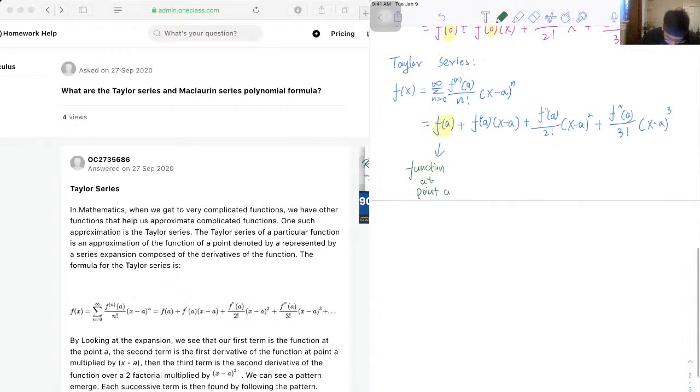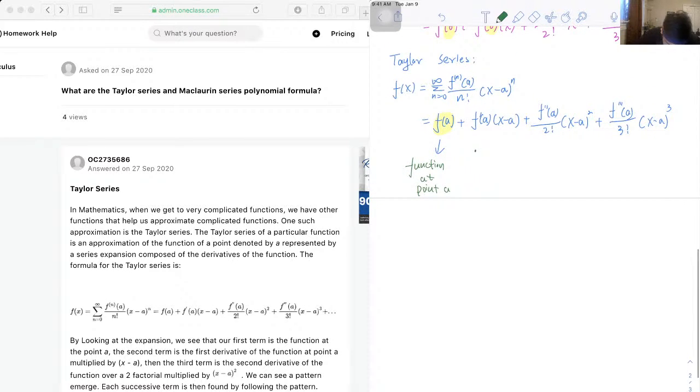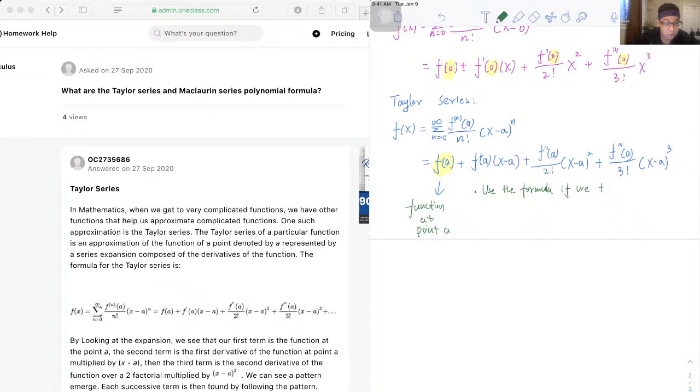So we use this formula, if we try to expand the series at point A. So we found the derivatives of the original function, and we use those derivatives in our series when it calls for it. And our derivatives are evaluated at point A.